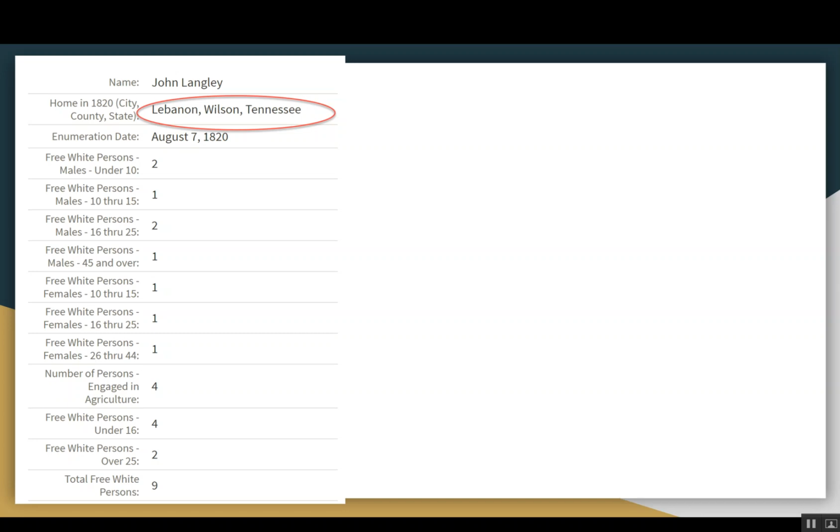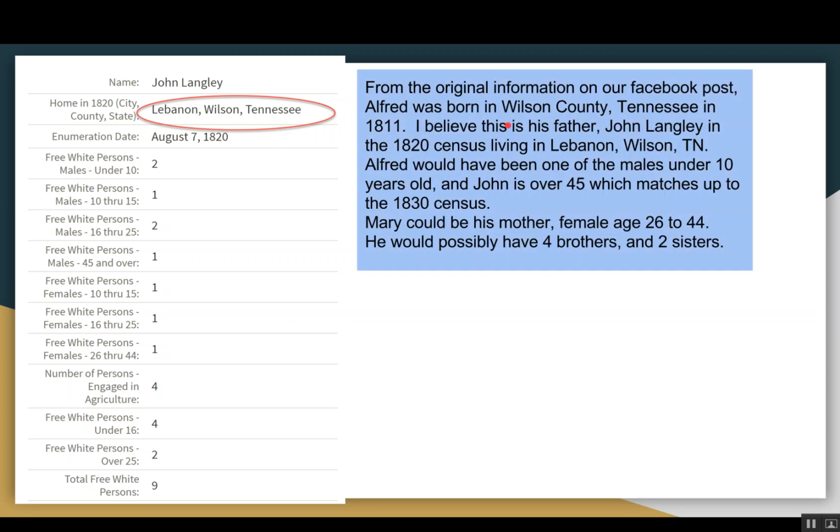Okay, so let's step back into the 1820. We've got the 40, the 30. We actually haven't gotten Alfred as a head of a household. But let's go back to the 1820 census. And I searched for Langley in Tennessee, and I realized from the original information on the Facebook post, Alfred was born in Wilson County, Tennessee in 1810. I believe that this could be his father, John Langley, in the 1820 census. Alfred would have been, so if he was born in 1810, he would have been 10 years old. So he's either under 10 here or the male that's 10 to 15.